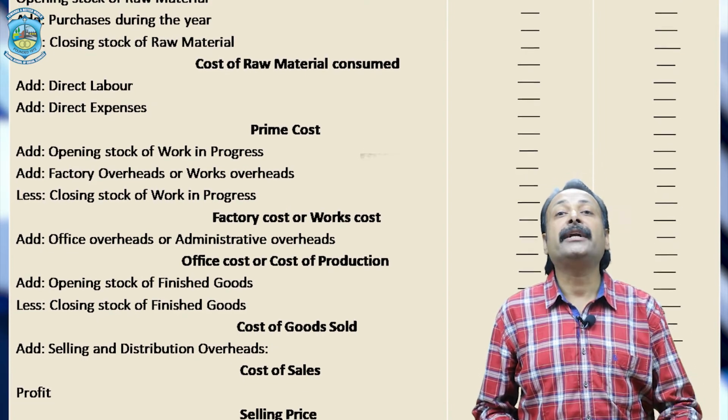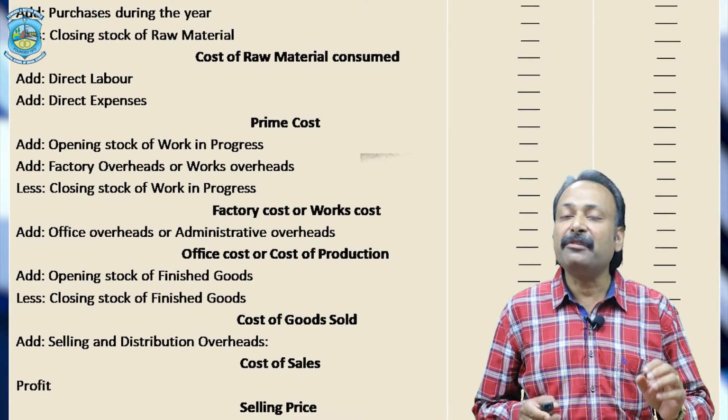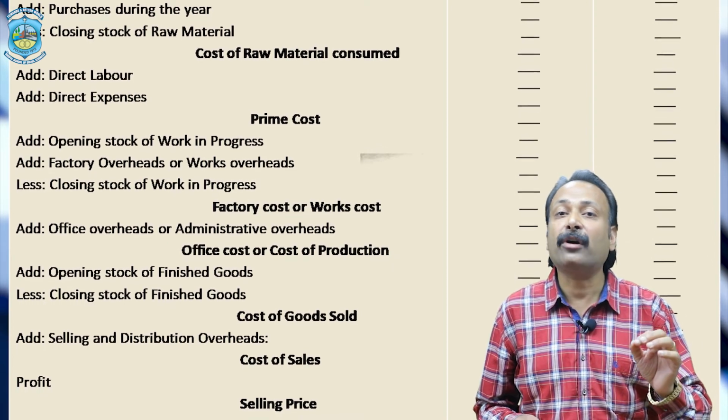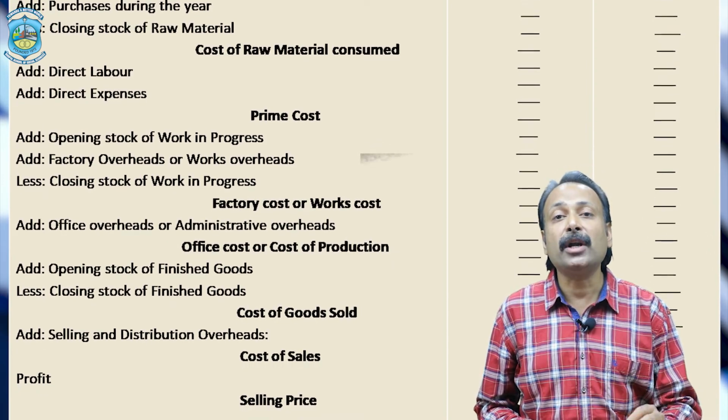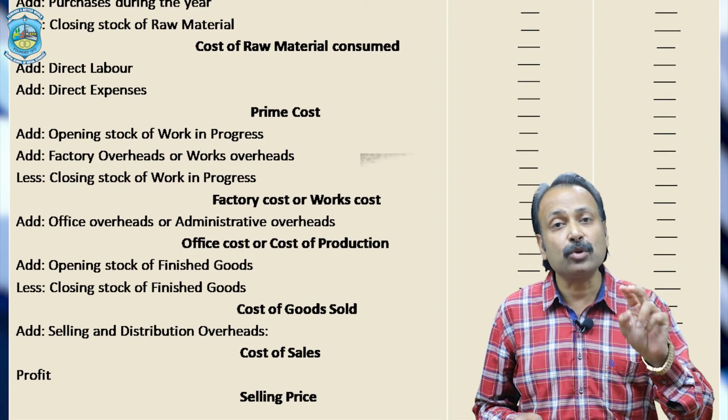When the quantity of production differs from the quantity of sale. For example, we manufactured 10,000 units, but we sold only 8,000 units. So, there is a closing stock of 2,000 units.